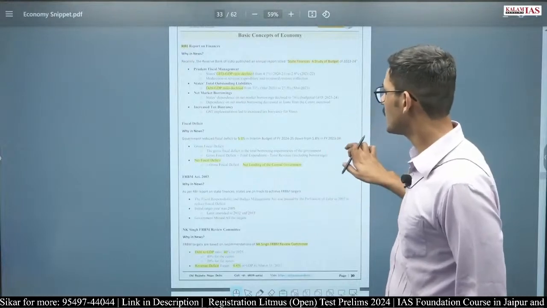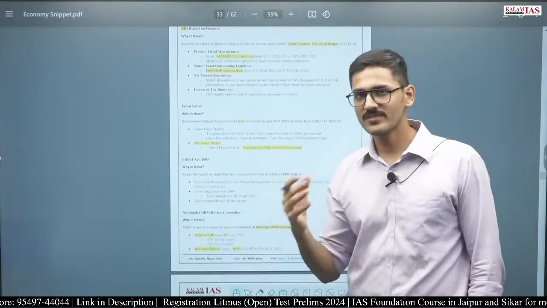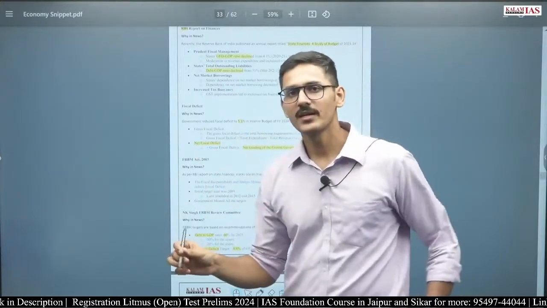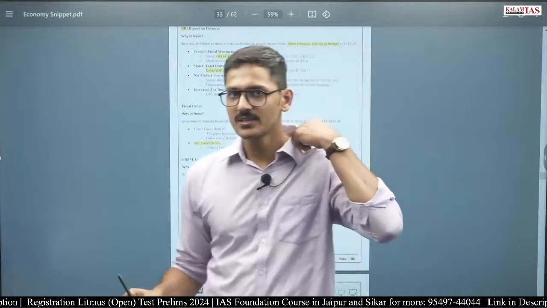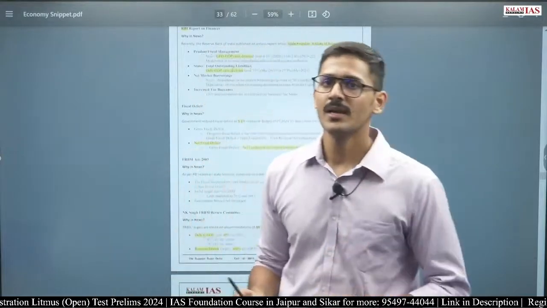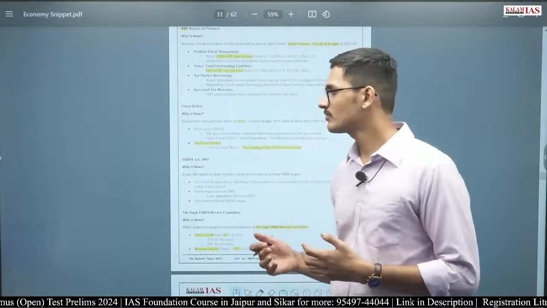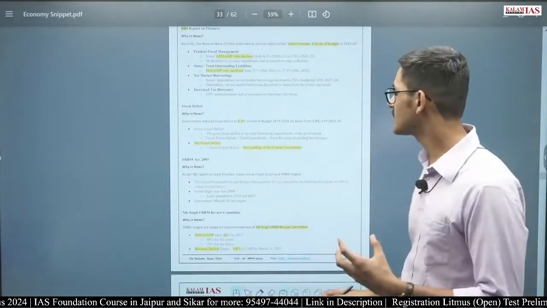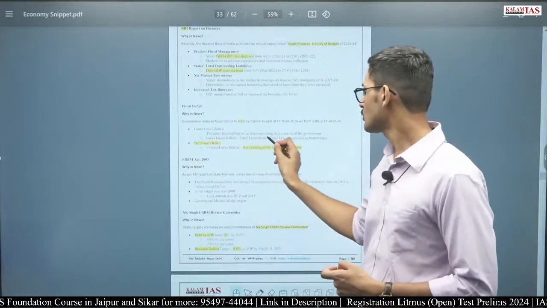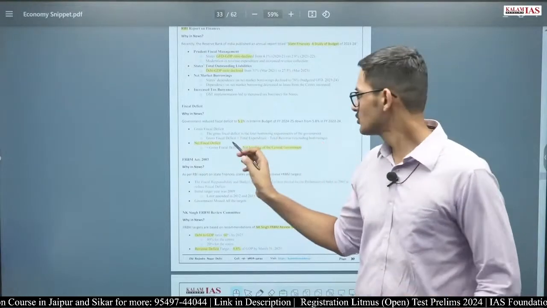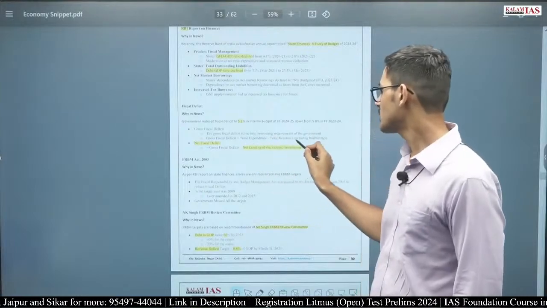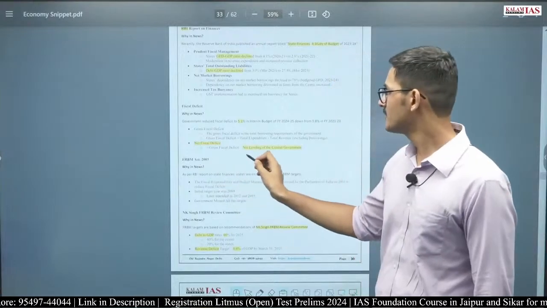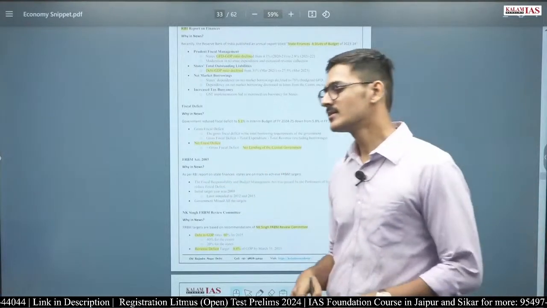Fiscal deficit. There are two types of fiscal deficit: gross fiscal deficit and net fiscal deficit. Recently, the government of India reduced the fiscal deficit to 5.1% in this year's budget, and it was a very pleasant surprise for most economists. So you should know the difference between gross fiscal deficit and net fiscal deficit. Gross fiscal deficit is the total borrowing requirement of the government of India. Gross fiscal deficit is total expenditure minus total revenue, whereas net fiscal deficit is gross fiscal deficit minus net lending of the central government.